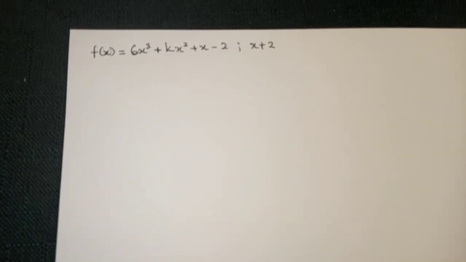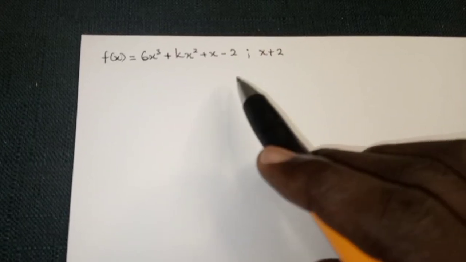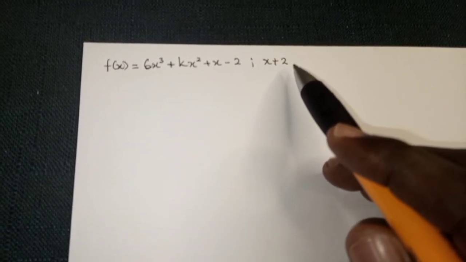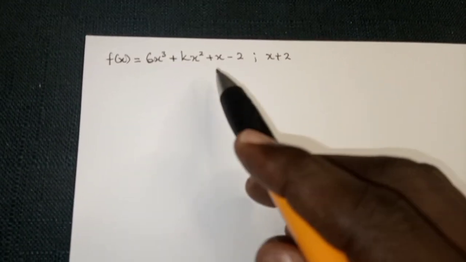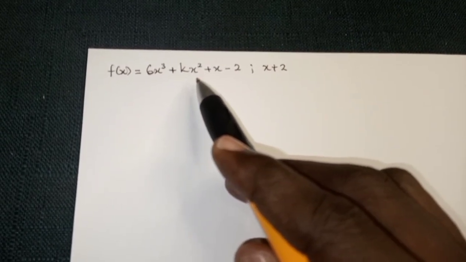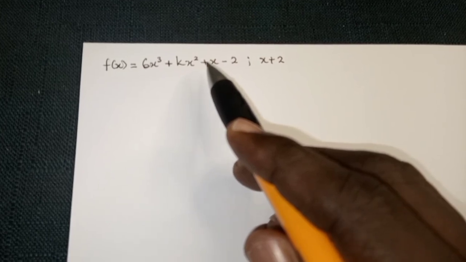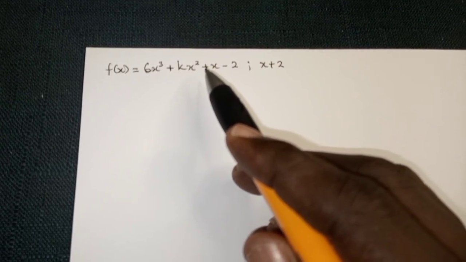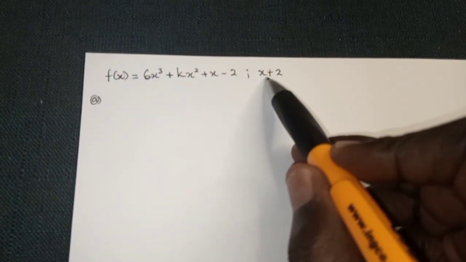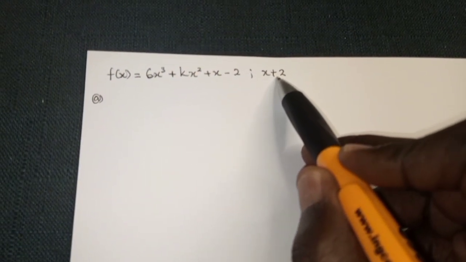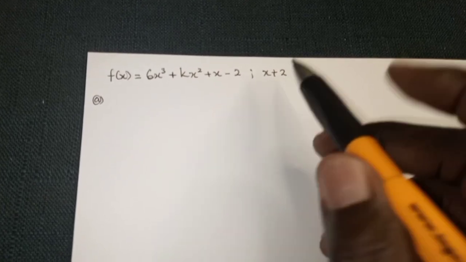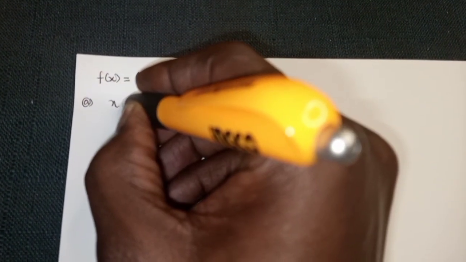Given the function f of x with a factor of x plus 2, to find the value of k here. The approach to solve this will be to use the factor theorem. First, you equate this to 0 and solve for x, and that will be x equals -2.